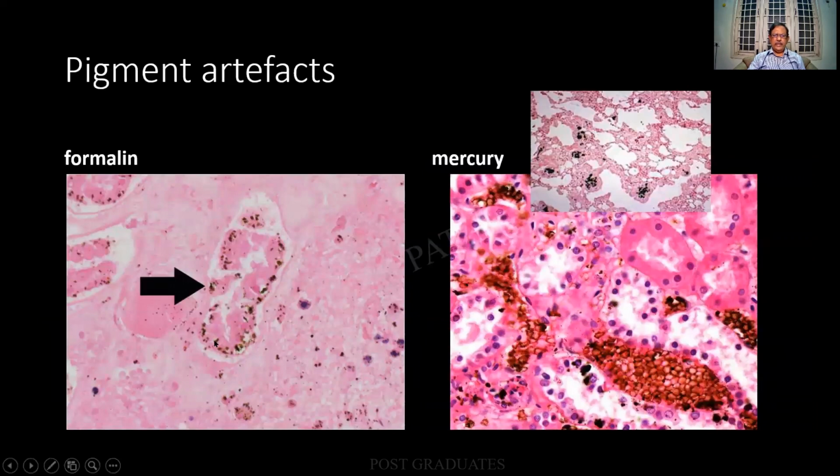The pigment artifact that we are talking about. Look at this. This is not very uncommon. In most of our slides, we shall be seeing this. And this can be removed by the method we had seen earlier. Mercury is another fixative. It creates a brownish black pigment, particularly in blood. And this is another formalin pigment that is over here.